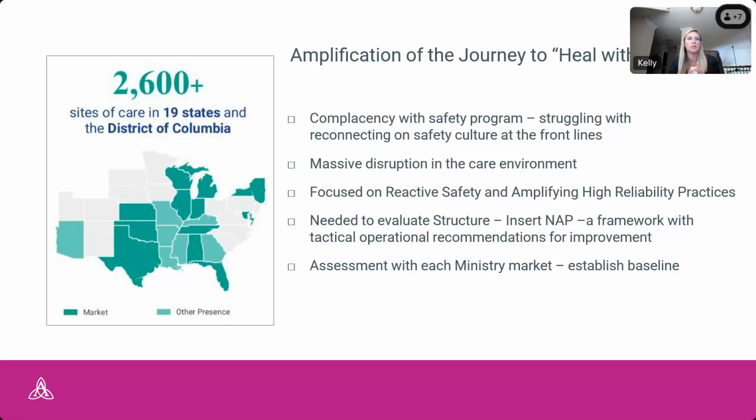So we embarked upon a journey to do the self-assessment with each of what we call ministry markets. Essentially, a ministry market in Ascension is a grouping of sites within a state, if you will. We are a faith-based organization, hence the term ministry market, and we really wanted to establish what our baseline was. You'll go to the next slide for me, please.